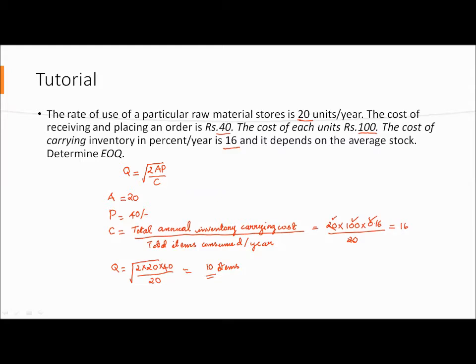Once more, let me be clear that the total annual inventory cost is actually the product of total number of items, cost of each unit, and the percentage of carrying cost. The cost of carrying inventory in percentage per year is 16% here. It is the product of these three values, and if you divide it by the total items consumed per year, in this case 20, you will get the carrying cost per annum. So that is how you do this. Hope it is clear.